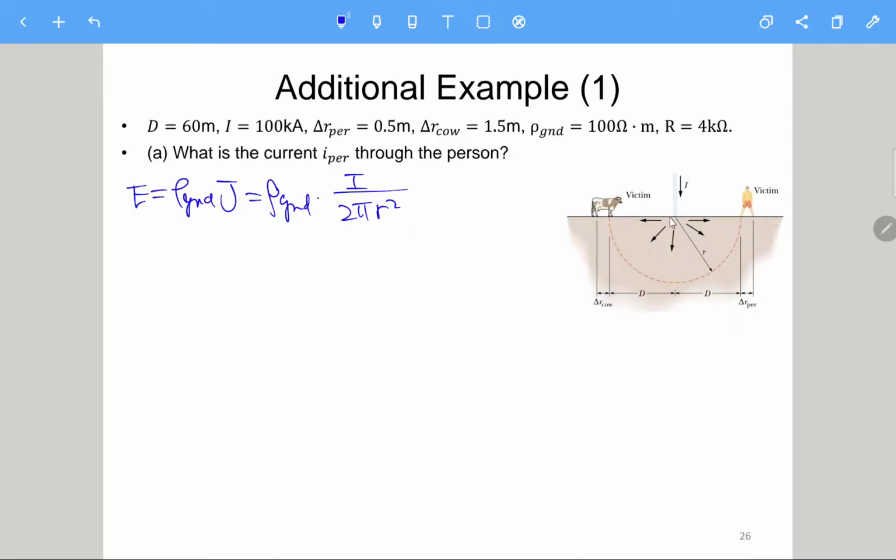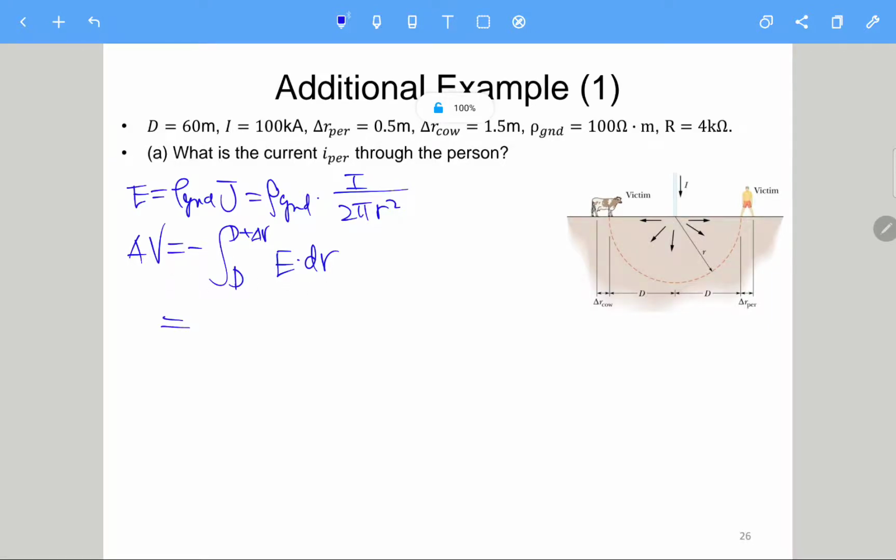Of course, the current density becomes smaller and smaller when the distance is larger. All the current is distributed here, however it spreads out, so the current density is lower at this distance. In this case, we have a delta V to be minus the integral from D to D plus delta R of E dr. It is the equation we learned in chapter 24.